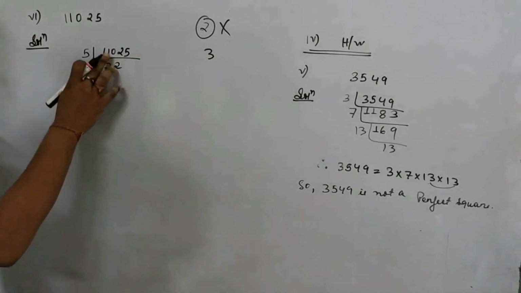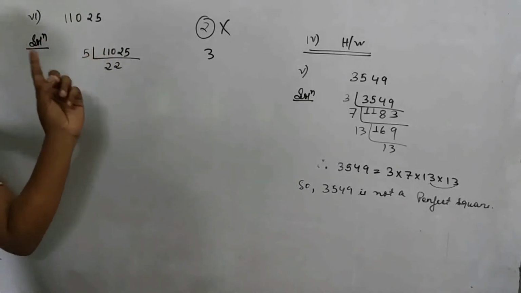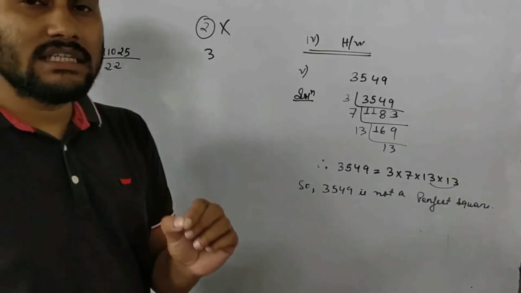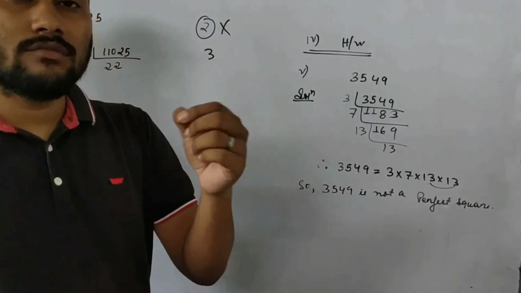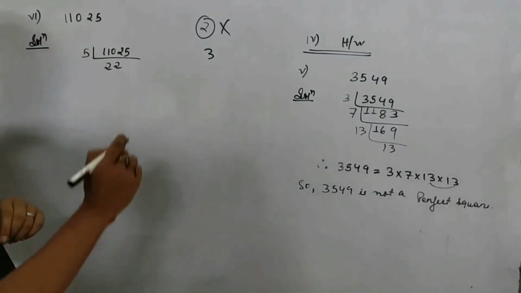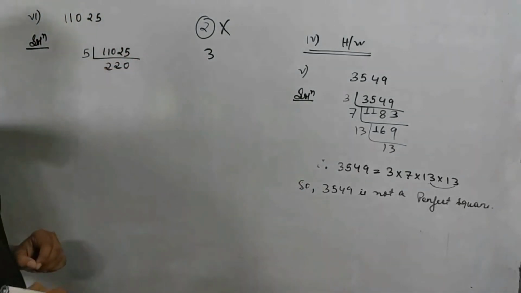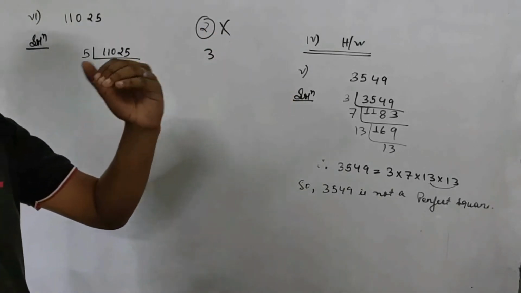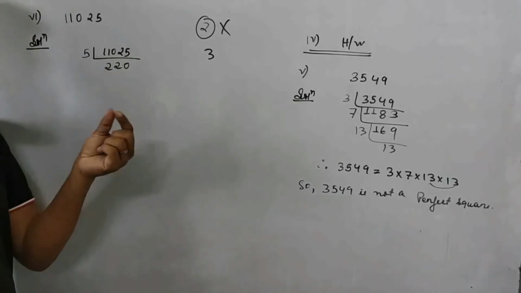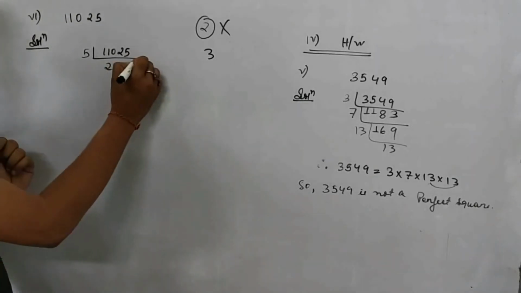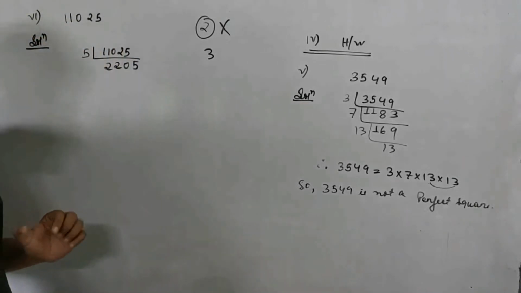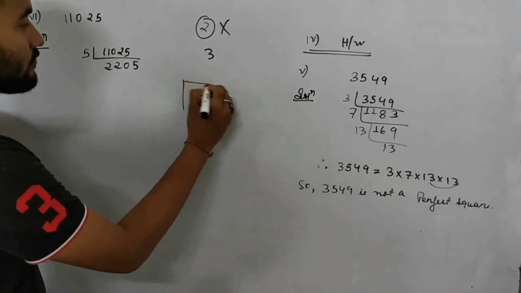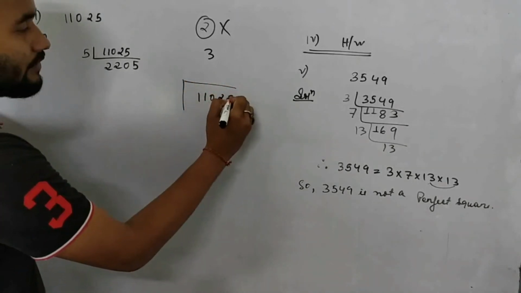After that 5 2s are 10. After that what is there? 2 is there. Next digit is what? 2. And 2 is smaller than 5. So what? 5 zeros are 0. You have to put a 0 to go to the next digit. Then you will get what? 25. 5 5s are 25. And see, 1 1 0 2 5.